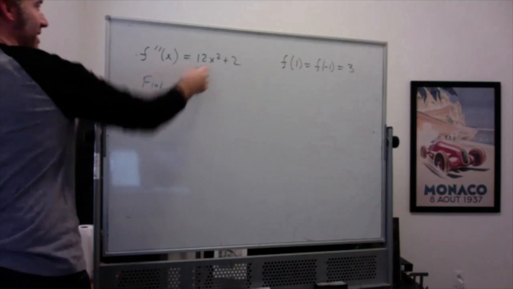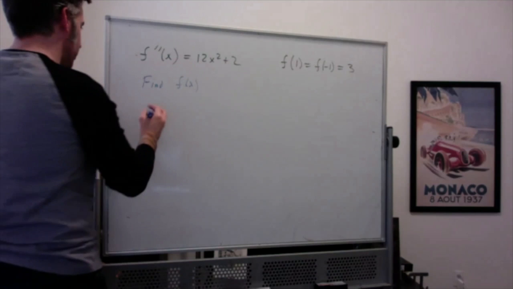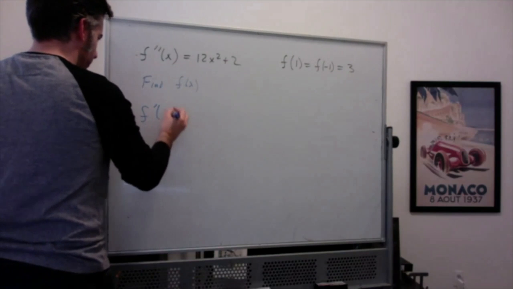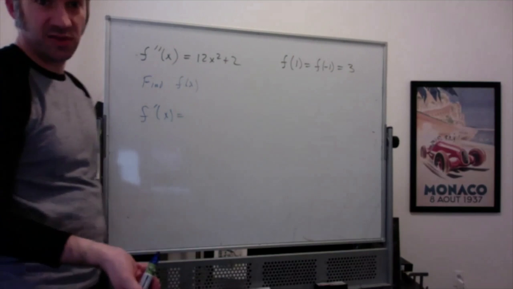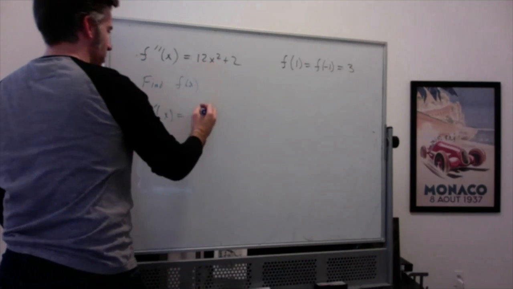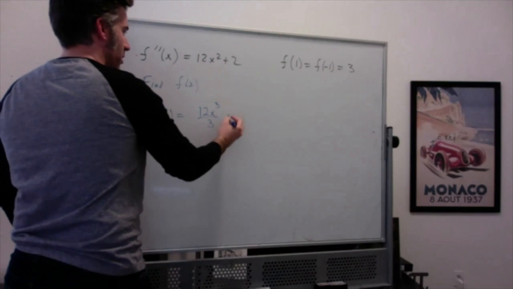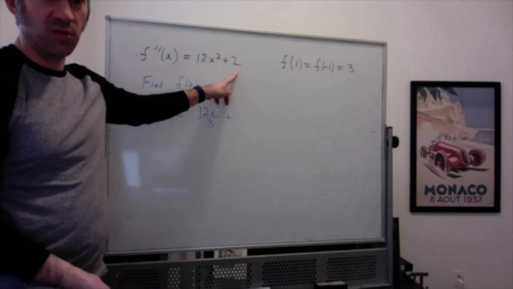So first I'm going to antidifferentiate this. The antiderivative of the second derivative is the first derivative. And again, I'm just using the reverse power rule here. So the antiderivative of 12x squared is going to be 12x cubed over 3. What's the antiderivative of 2?